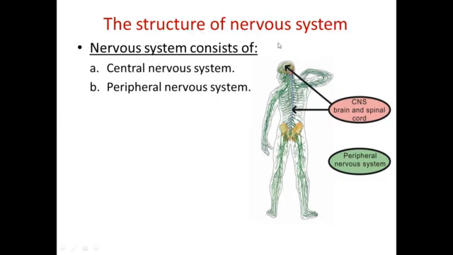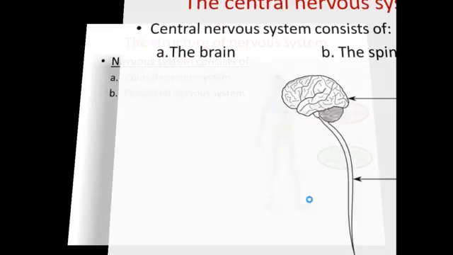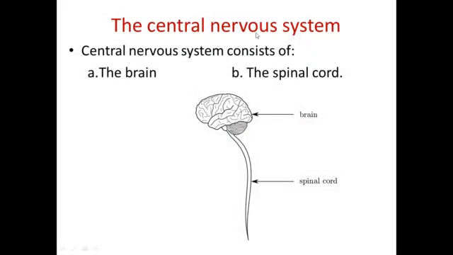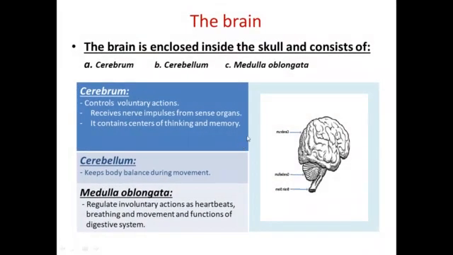But what about the structure of the nervous system? The nervous system consists of two main systems which are the central nervous system, which represents the brain and spinal cord, and the peripheral nervous system, which represents the nerves which are branched all over the body. First, the central nervous system, which consists of the brain and the spinal cord. First, we are going to talk about the brain.